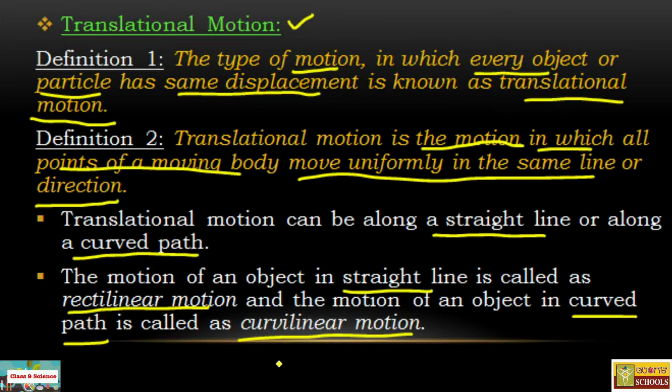There are two types of translational motion: one is rectilinear motion and the other is curvilinear motion, depending on its path. If it maintains a straight path or straight line, then such motion of the body or an object is known as rectilinear motion. If the object moves in a curved path, that motion is known as curvilinear motion. So translational motion has two kinds. Okay.